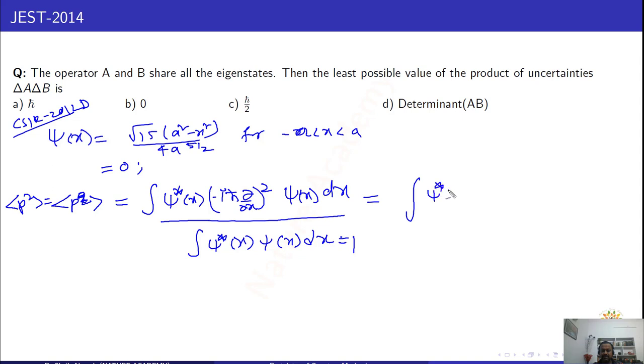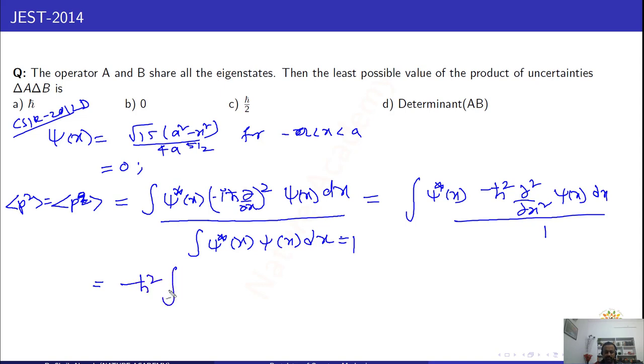Now I can write this as psi star of x and the square of minus i h bar, which becomes minus h bar square dou square by dou x square psi of x dx. The denominator is simply 1. Now I'll take out this constant term, minus h bar square, integral. Since psi of x is a real function, psi star will be the same real function, and you have to differentiate psi of x two times. So I will write the first derivative here, and directly I'll write the second derivative here. It won't take much time. The second derivative will give you a square minus x square into minus 2. So this is the derivative term I'll get here.